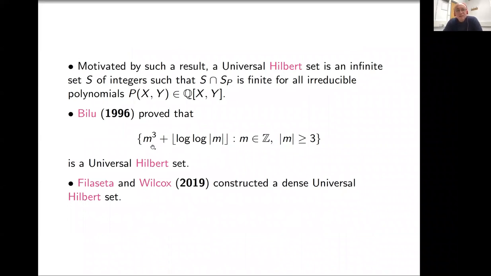He showed that the set of integers of the form m cubed plus this little thing, the integer part of double log of the absolute value of m, is a universal Hilbert set. So whenever you take any polynomial of degree at least two in x, which is irreducible, and you make y equal to a member of this set, then you get the Diophantine equation. And this Diophantine equation has only finitely many solutions in the variable x and the integer m. And Filaseta and Wilcox constructed a dense universal Hilbert set.